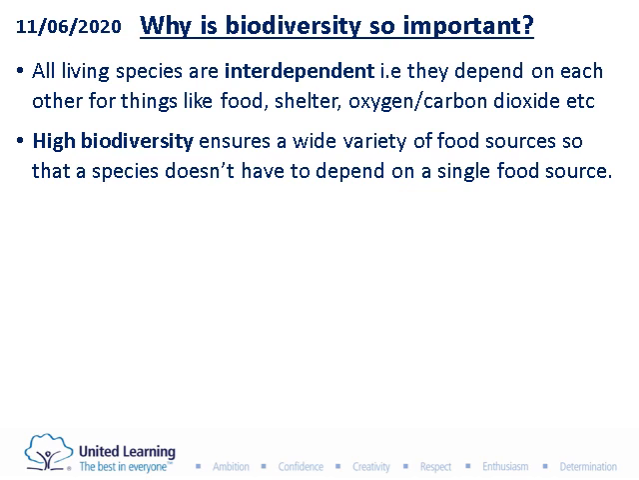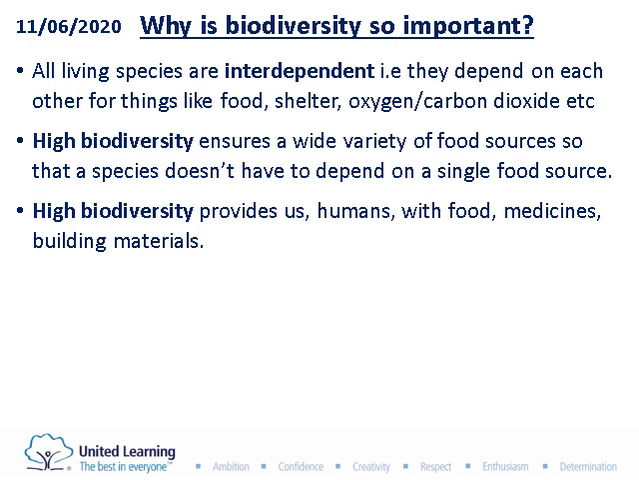When we have a greater biodiversity, it ensures there's lots of food sources, so any species doesn't have to depend on a single food source. When we link that back to our food webs, the more producers, for example, in an ecosystem, in a food web, if you remove one of them, then the rest of the organisms can probably survive. However, if you have a lower biodiversity, you remove one food source, everything which relies on that solely would suffer.